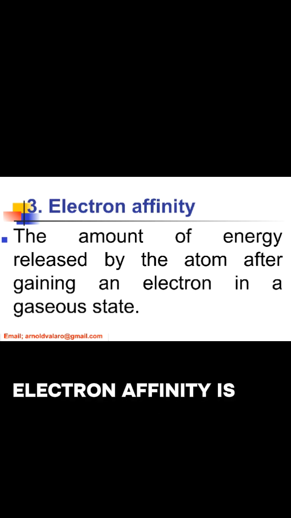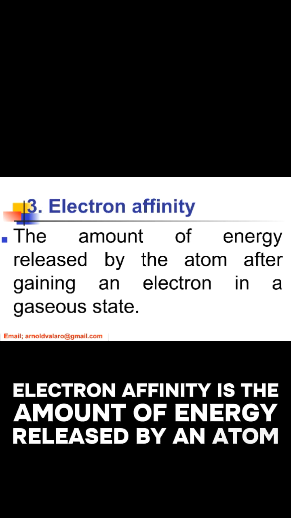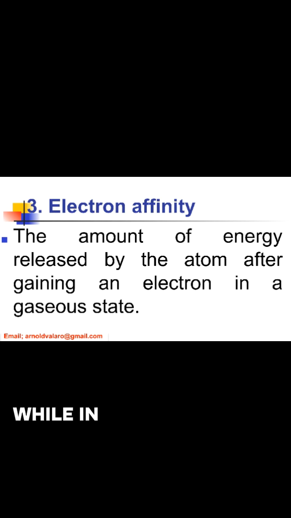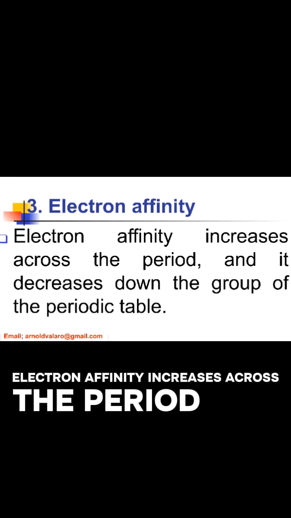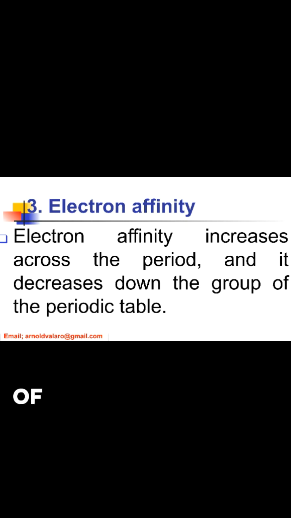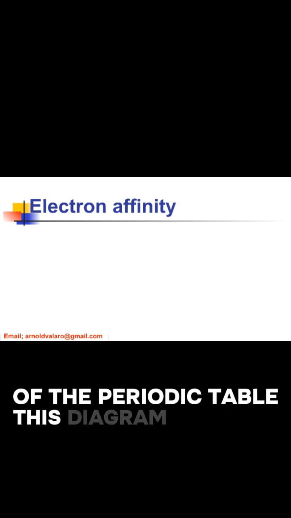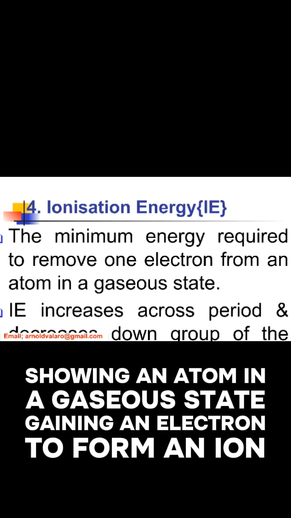Electron affinity is the amount of energy released by an atom after gaining an electron while in a gaseous state. Electron affinity increases across the period, and it decreases down the group of the periodic table. This diagram visually represents electron affinity, showing an atom in a gaseous state gaining an electron to form an ion.